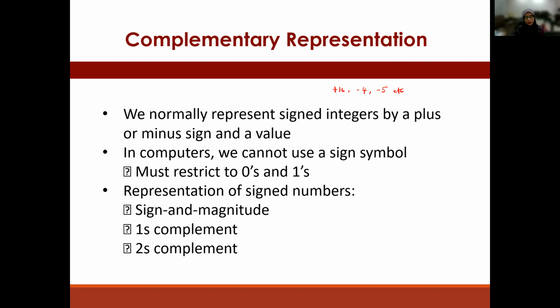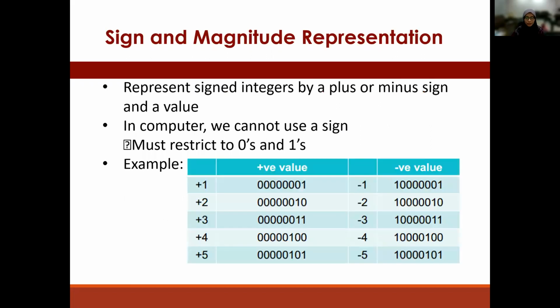So for the representation of signed numbers in machine language, or binary, the first representation is sign magnitude. The second one is one's complement. And the third one is two's complement. This is how we represent our signed numbers to make sure that the computer can understand.